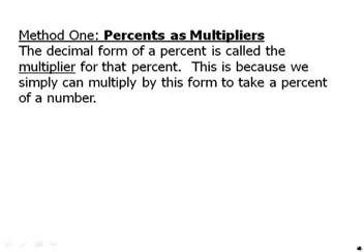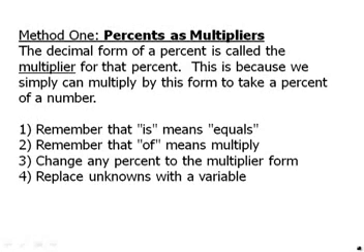The first really big idea is percents as multipliers. The decimal form of a percent is called the multiplier for that percent. This is because we can simply multiply by this form to take a percent of the number. So when we're using percents as multipliers, here are the basic things to remember. Remember that is means equal. Remember that of means multiply. Change any percent to the multiplier form and replace unknowns with a variable.